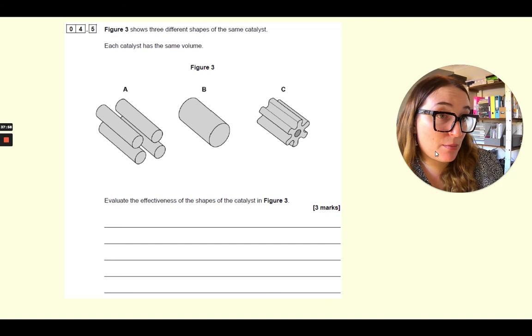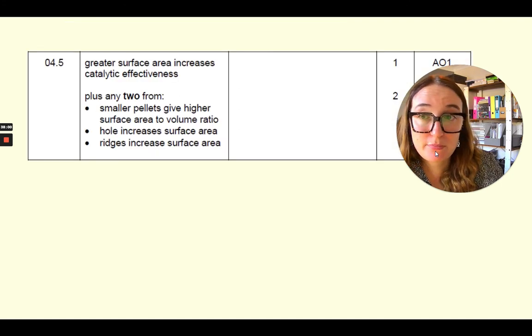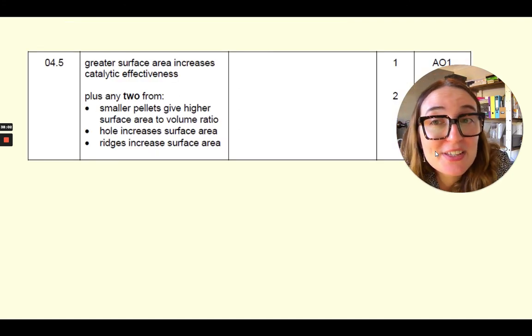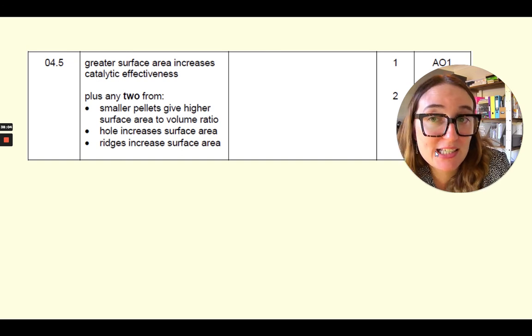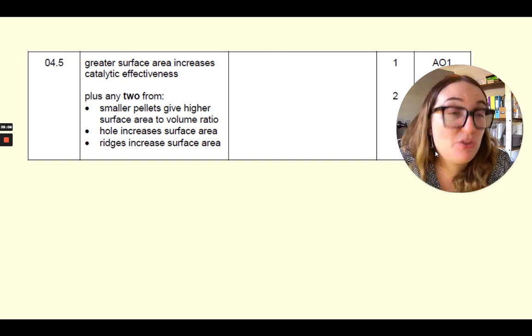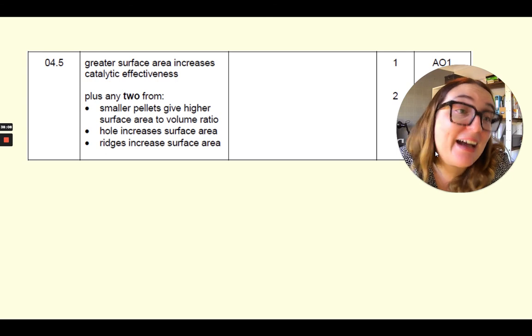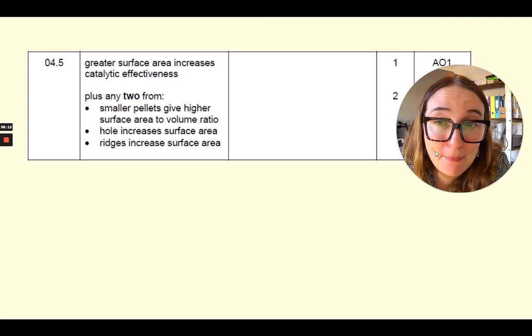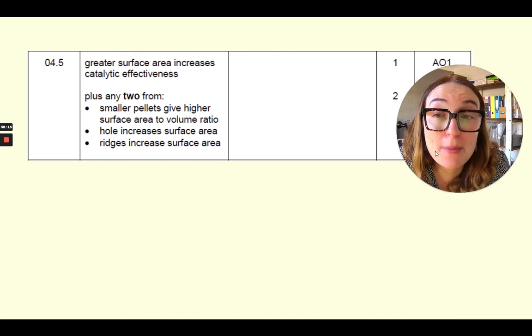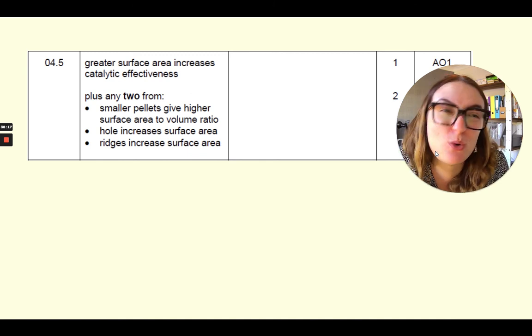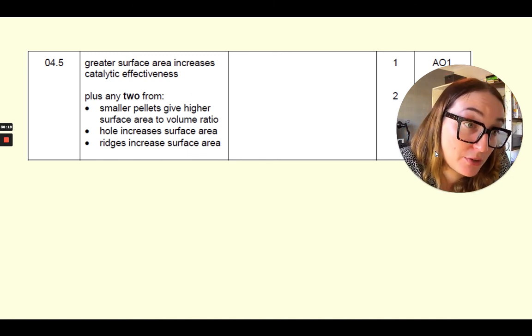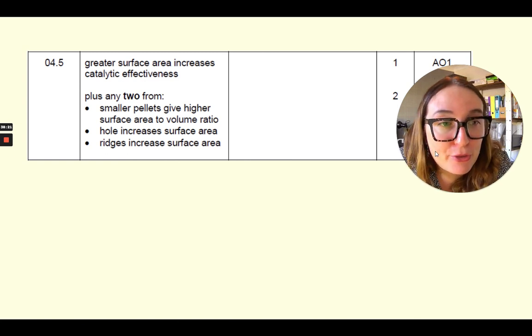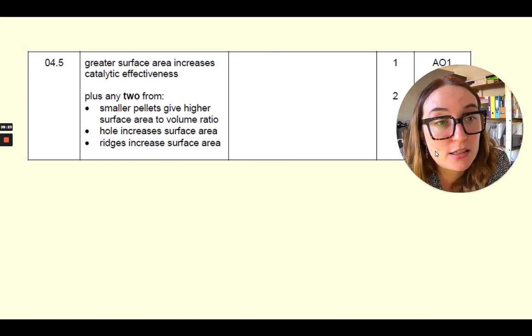So let's see what the examiner wants us to say. Well, it says, the greatest surface area to volume ratio increases catalytic effectiveness. If you wrote, the best catalyst is C because it has the greatest surface area, 1 mark. Done. Okay? You get 2 marks from any 2 of these 3 things, or you can get it for similar as well. So the examiner does have some authority to give a mark for any correct answer.